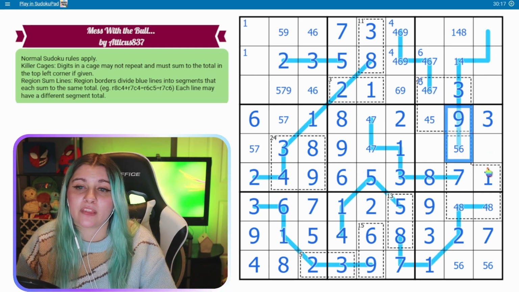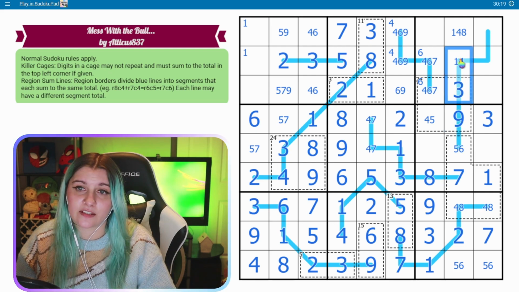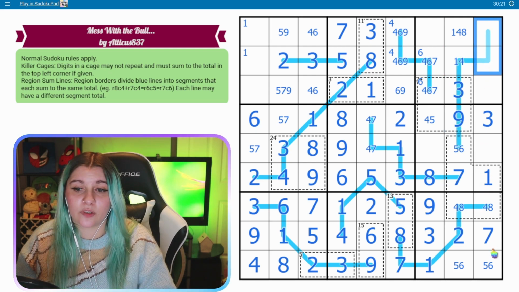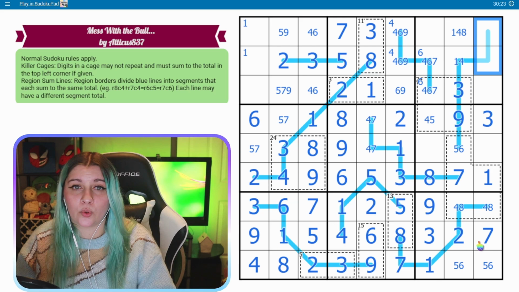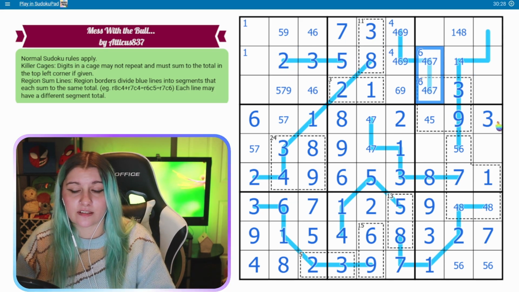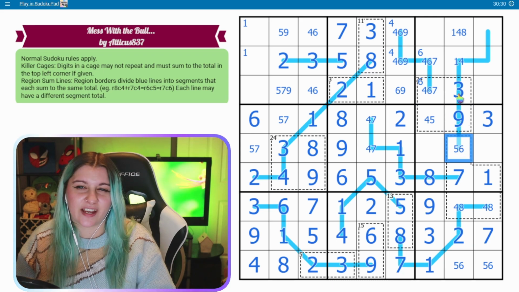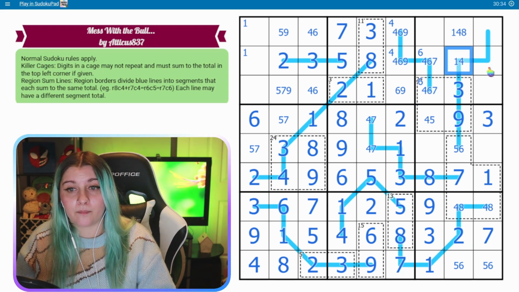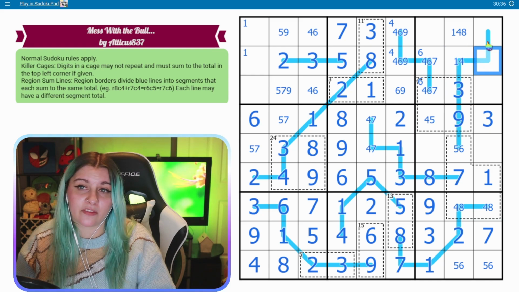Okay. If this is 9 and 5 for 14, and this is 3 and 1, this has to be 10. Can't do 1, 9. Could not do 2, 8. Could not do 3, 7. Could not do 4, 6. So I don't want this to go 9, 5, 3, 1. What if it goes 9, 5, 3, 4? That would mean this is 7, and this needs to be another 7.